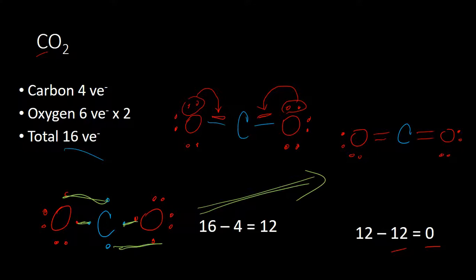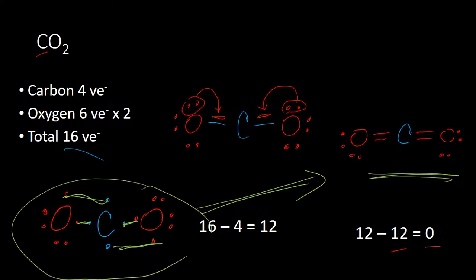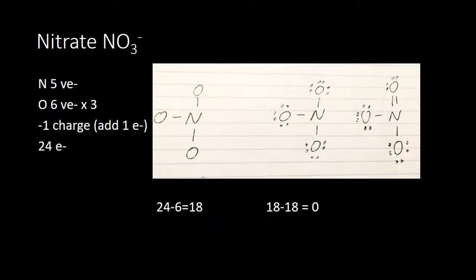The problem with doing it this way, besides the fact that sometimes it comes out very messy, like it looks right there, is that when charges are involved, that gets a lot harder to deal with. So if we look at nitrate, NO3 minus 1, so this is NO3 minus 1. So there's 5 valence electrons on the nitrogen, there's 6 valence electrons on each oxygen, there's 3 of them, for a total of 18.